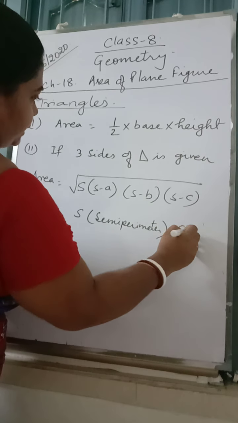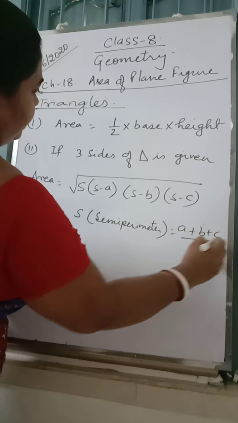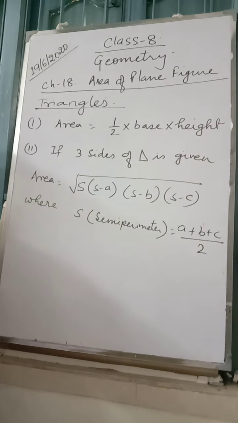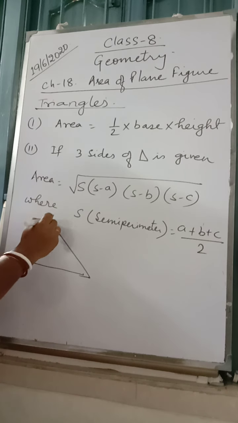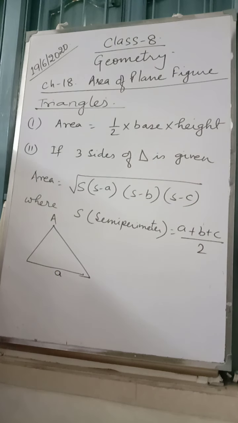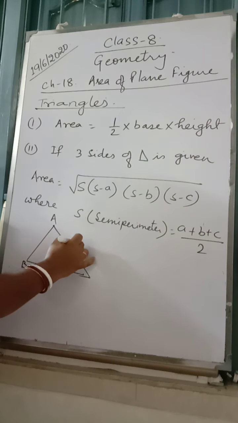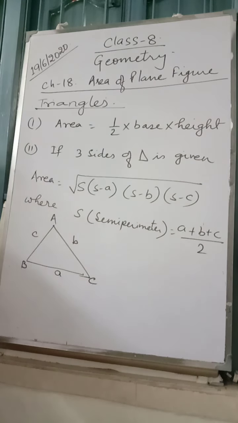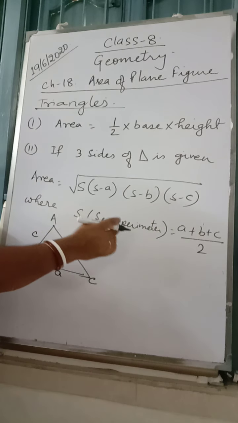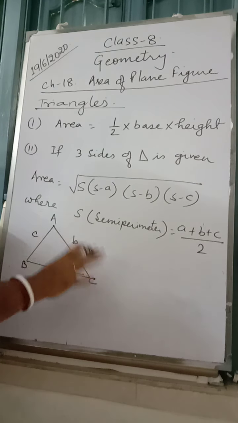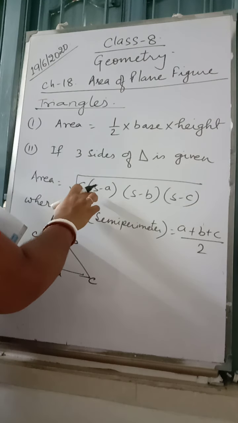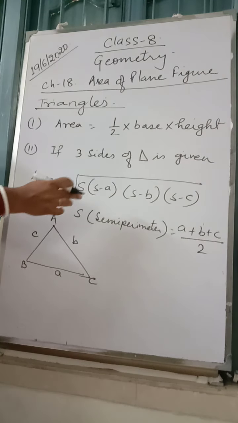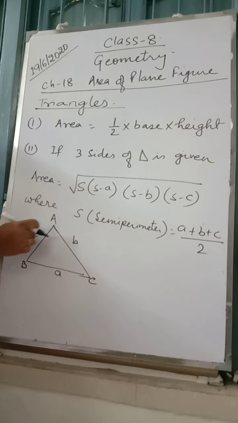How to find s? These are three sides a, b, c, so s is equal to (a plus b plus c) by 2. Just for example, if you have a triangle A, B, C, the side in front of vertex A is represented by small a, in front of vertex B the side is represented by small b, and in front of vertex C the side is represented by small c. Clear? Now s is the semi-perimeter, (a plus b plus c) by 2. So semi-perimeter into semi-perimeter minus a, semi-perimeter minus b, into semi-perimeter minus c.